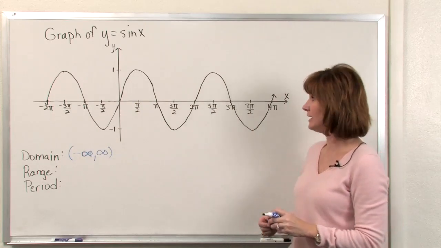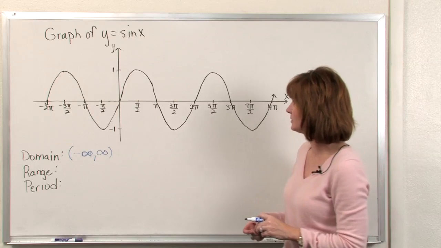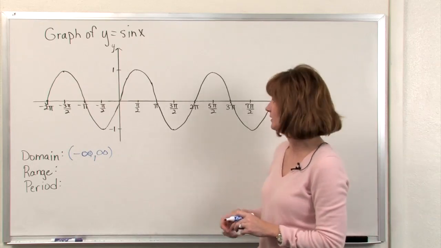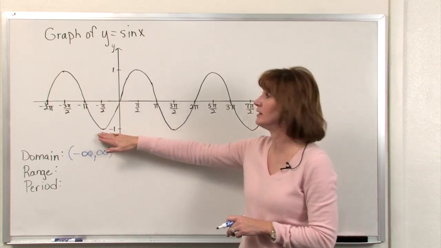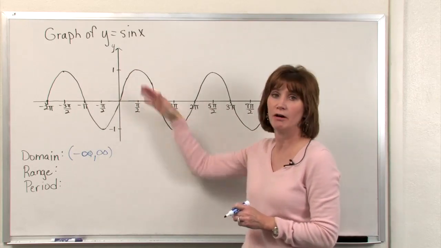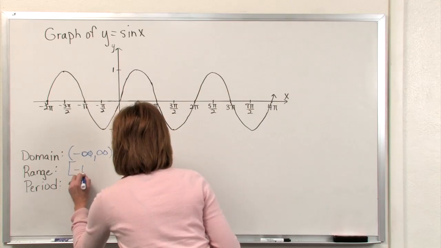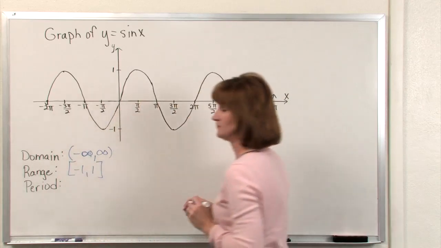Now let's look at the range of the sine function. That's looking at the y values. What do you notice about the y values? Notice the smallest y value is -1. The largest y value is 1, and it takes on all values in between, so the range would be -1 to 1.